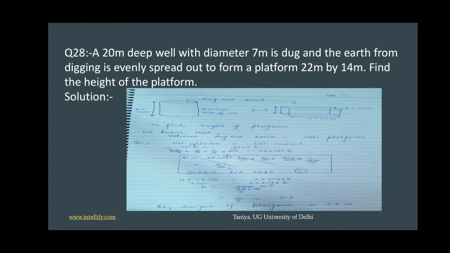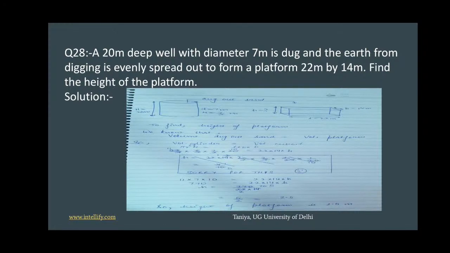The last question is: a 20 meter deep well with diameter 7 meter is dug and the earth from the digging is evenly spread out to form a platform 22 meter by 14 meter. Find the height of the platform. In this question we dug the earth and took out the sand, which is in the shape of a cylinder, and from this sand we made a rectangular platform.